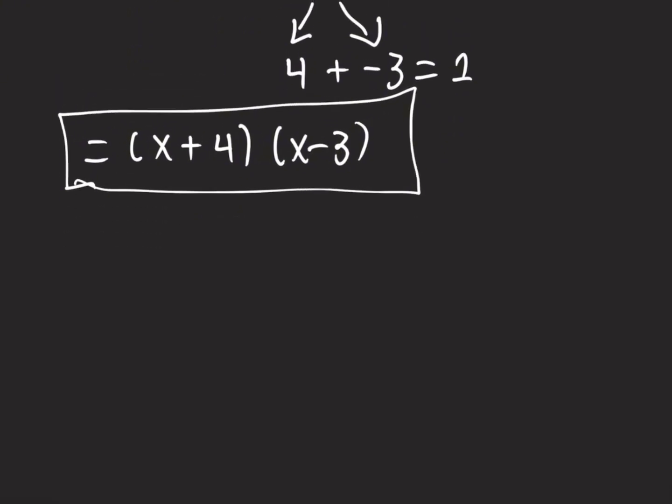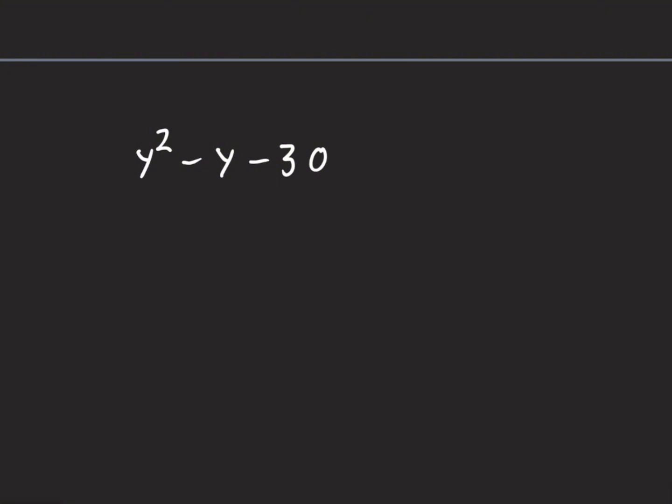Okay, let's go on to our fourth one here. Let's pull up another page. Okay, here we're going to try y squared minus y minus 30. So let's think through this one here. We first check, well, our a term is just equal to 1 again. Our b term is equal to 1. And our c term is negative 30.